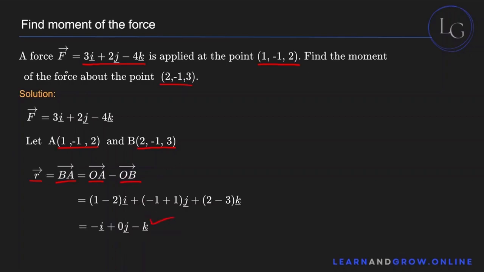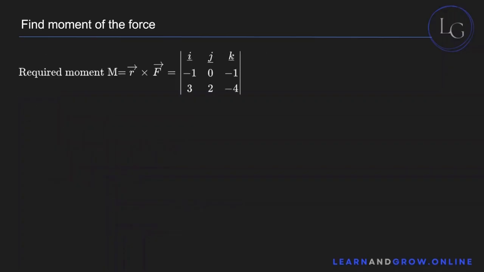Now that you have this and you have F, you can simply find the moment required, and that is equal to R cross F. So you just find R cross F, and here is a reminder of how to do that. You take i, write it down, cancel out its column and its row. Now the remaining four terms, multiply the diagonals. So 0 into negative 4 gives you 0, minus 2 into negative 1 gives you plus 2, because minus minus is equal to plus.